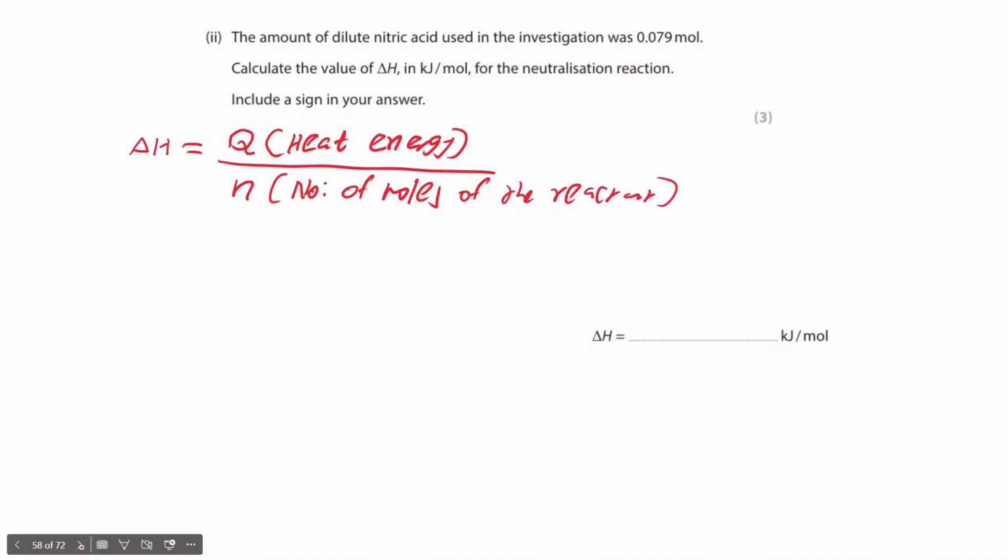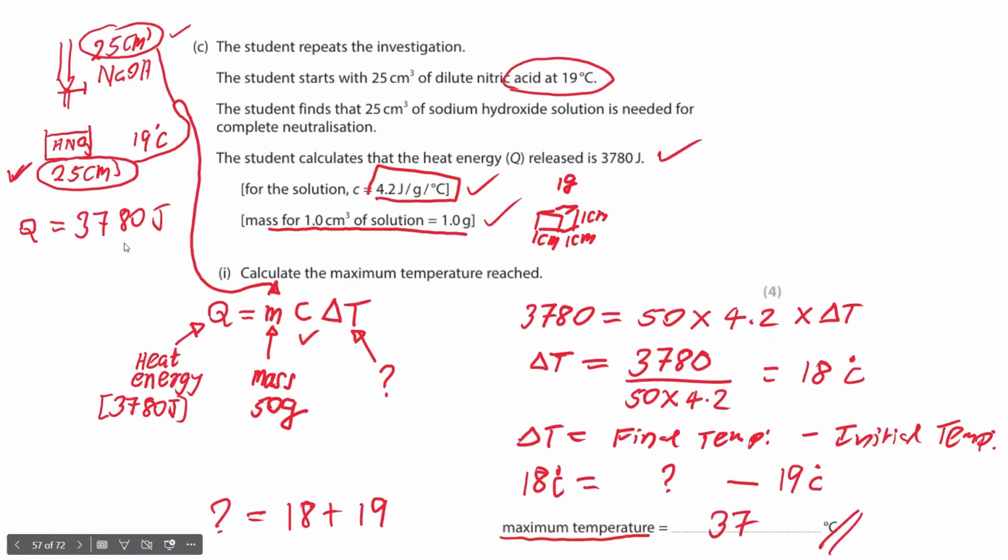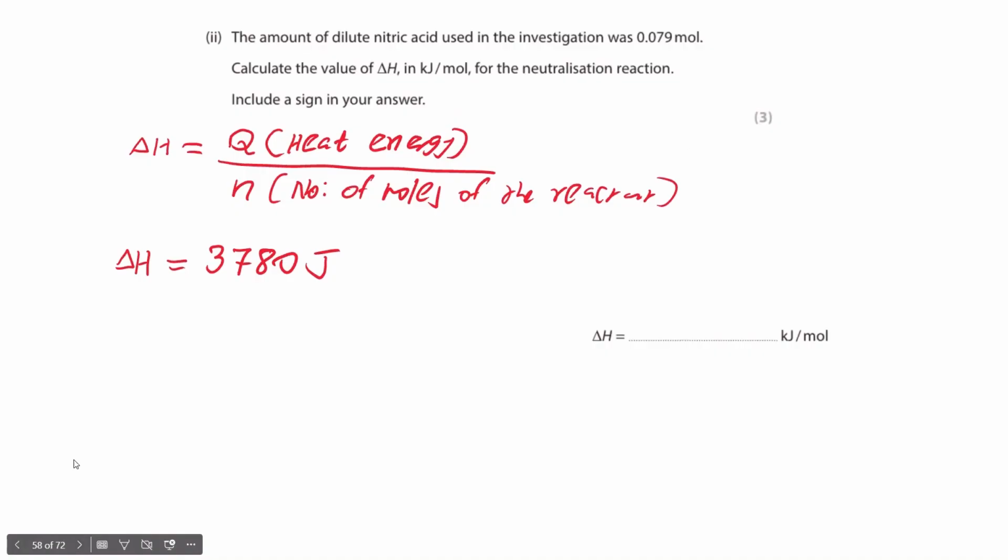Do we have the enthalpy change? No, that's the one we have to find. Heat change is 3780 joules. Go back and see. It was joules, not kilojoules. Why am I talking about it? Can you see the unit they are expecting here? Kilojoules, right? Then divide by the number of moles, which is given. Nice, so easy.